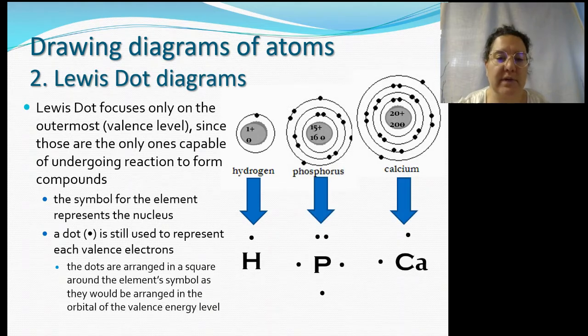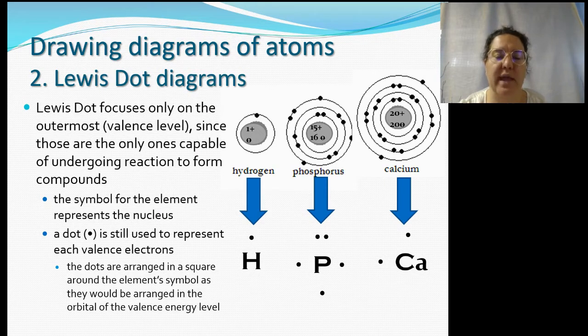When we look at phosphorus, which in a Bohr diagram would have 15 electrons, and calcium, which in a Bohr diagram would have 20 electrons, that's a lot of electron energy levels to draw as well as electrons to draw. So we're just going to arrange them around the symbol for the element.